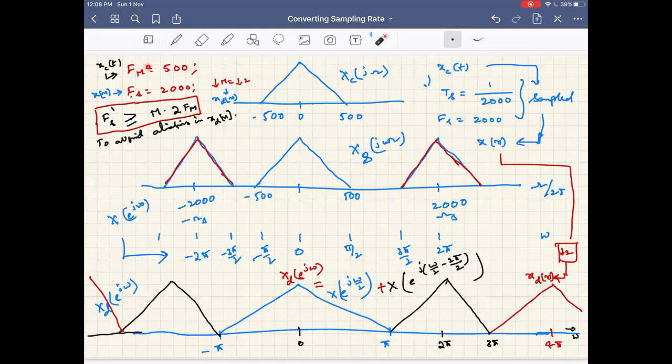So assume that fm is 500 and if we consider M to be 3, then what happens? 3 into 500 into 2, that is 3000, which is higher than the fs that we have taken here. Thus, if we sample with fs being 2000, we will not be able to reconstruct if we want to downsample by 3 times. We can only reconstruct back the signal if we downsample by 2 times when fs is 2000 and fm in the given signal is 500.